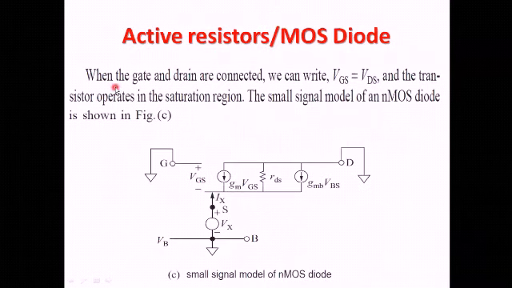That is, when the gate and the drain are connected, we can write VGS is equal to VDS. So the transistor operates in the saturation region. Now the small signal analysis of the NMOS diode is shown in this figure. This is the small signal analysis of the NMOS diode.